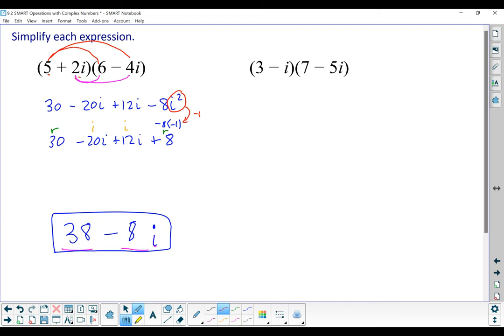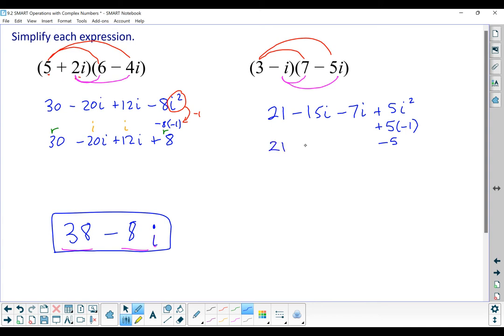And let's try that one more time because it is good to practice and get the hang of it. So 3 times 7 is 21. 3 times negative 5i is negative 15i. Negative i times 7 is negative 7i. And negative i times negative 5i is a positive 5i squared. That i squared at the end is the same as negative 1. So this term is actually going to be a negative 5.